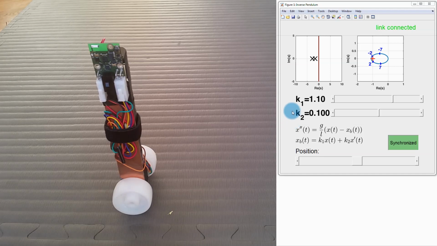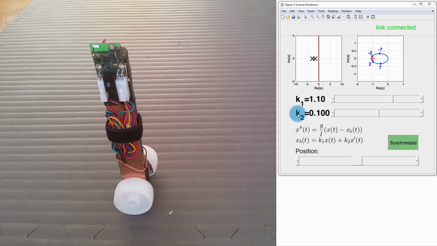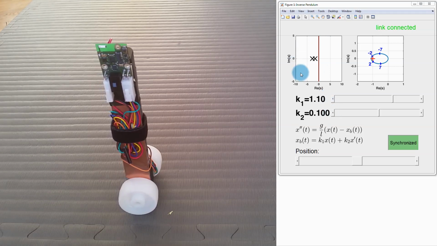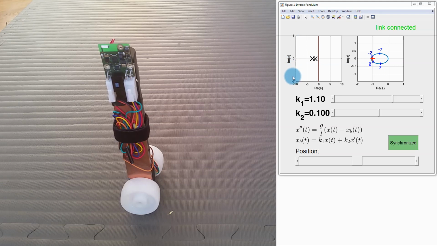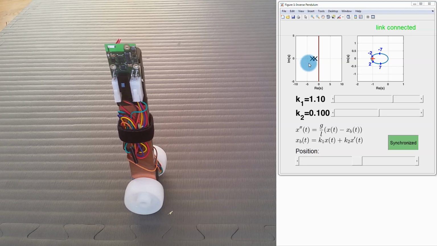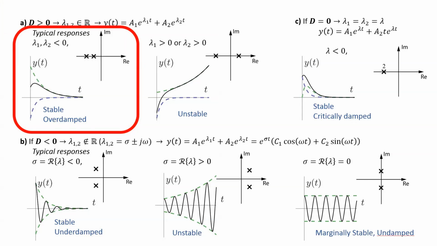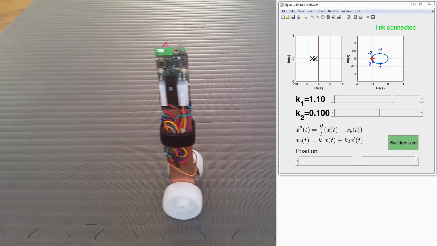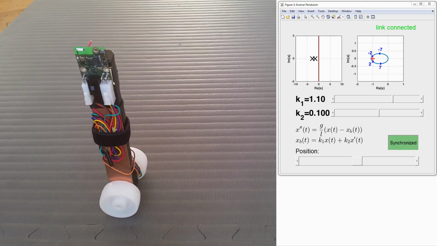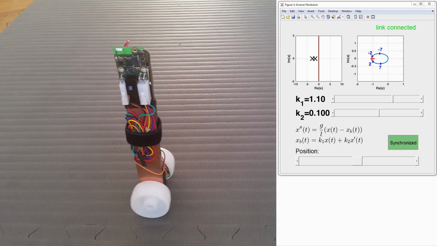Currently, I have set constants k1 and k2 to 1.1 and 0.1. In this plot, I have plotted the position of the roots of the characteristic equation of my system for the values of these k1 and k2. You can see that this setup gives me two real negative roots, so my pendulum should have a stable overdamped response. So let's check that. If I move the pendulum from its zero position and then let it go, it will come to its original position without any oscillations.